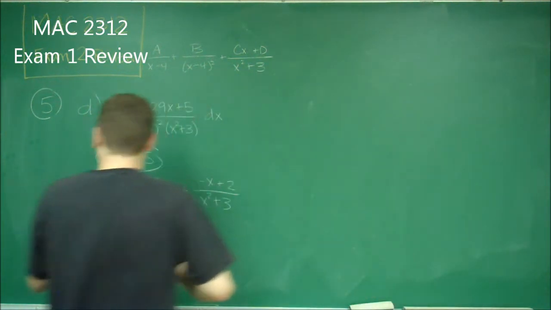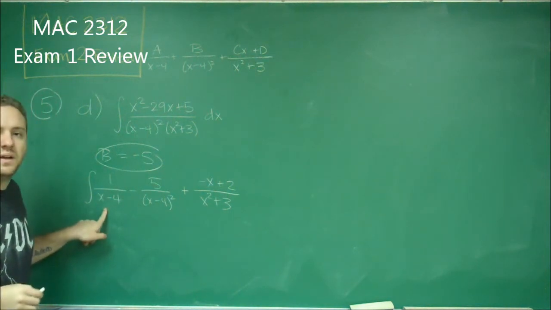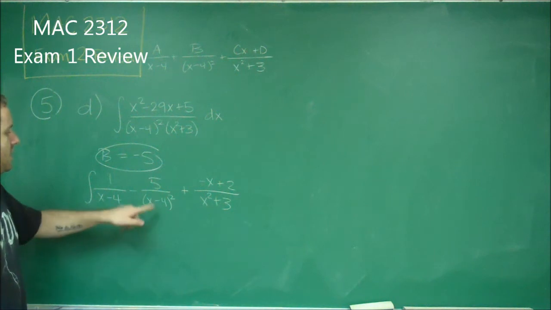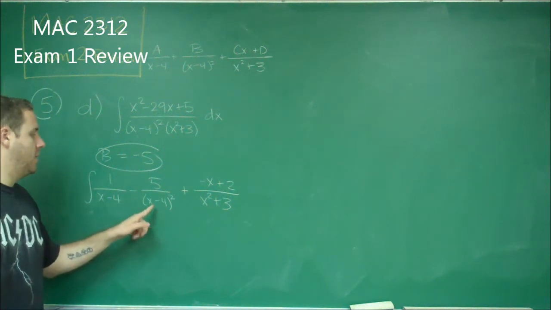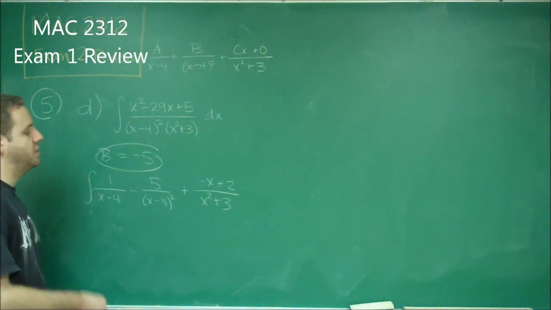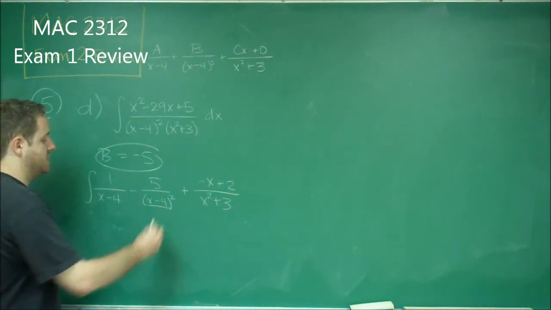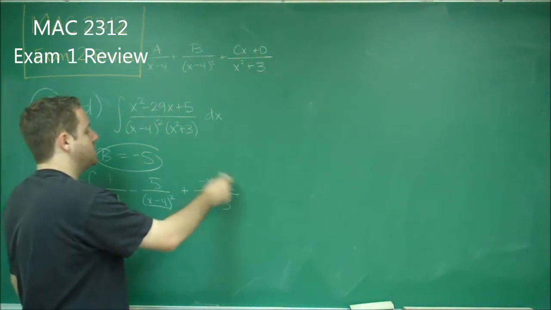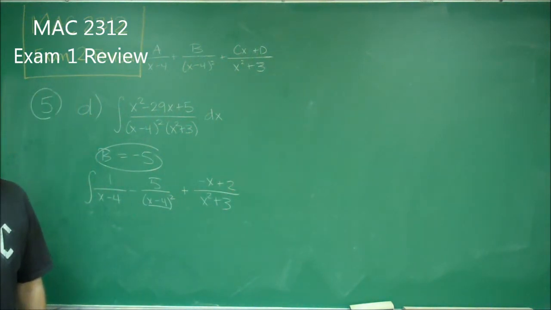So this is just an ln because we have x minus 4, top is just 1. This is just a power rule. We have something to the negative 2 power, raise the power by 1, divide by it. We don't need to do substitution because the derivative of the inside is just 1. It's not going to change anything. This last one we actually need to do a little bit of work with. We need to split it up.